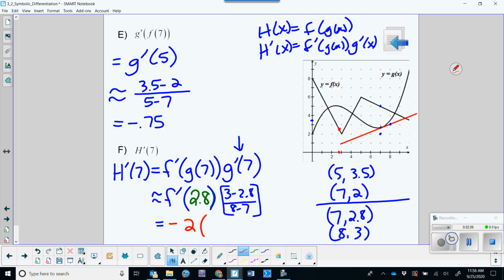And then this is about 0.2 over 1, so it's about 0.2. So my answer is about negative 0.4. And everybody's can be a little different because, again, we're estimating. As long as I'm showing what I'm using and things work, that's good enough for an estimate. So that's it for doing differentiation symbolically from tables.